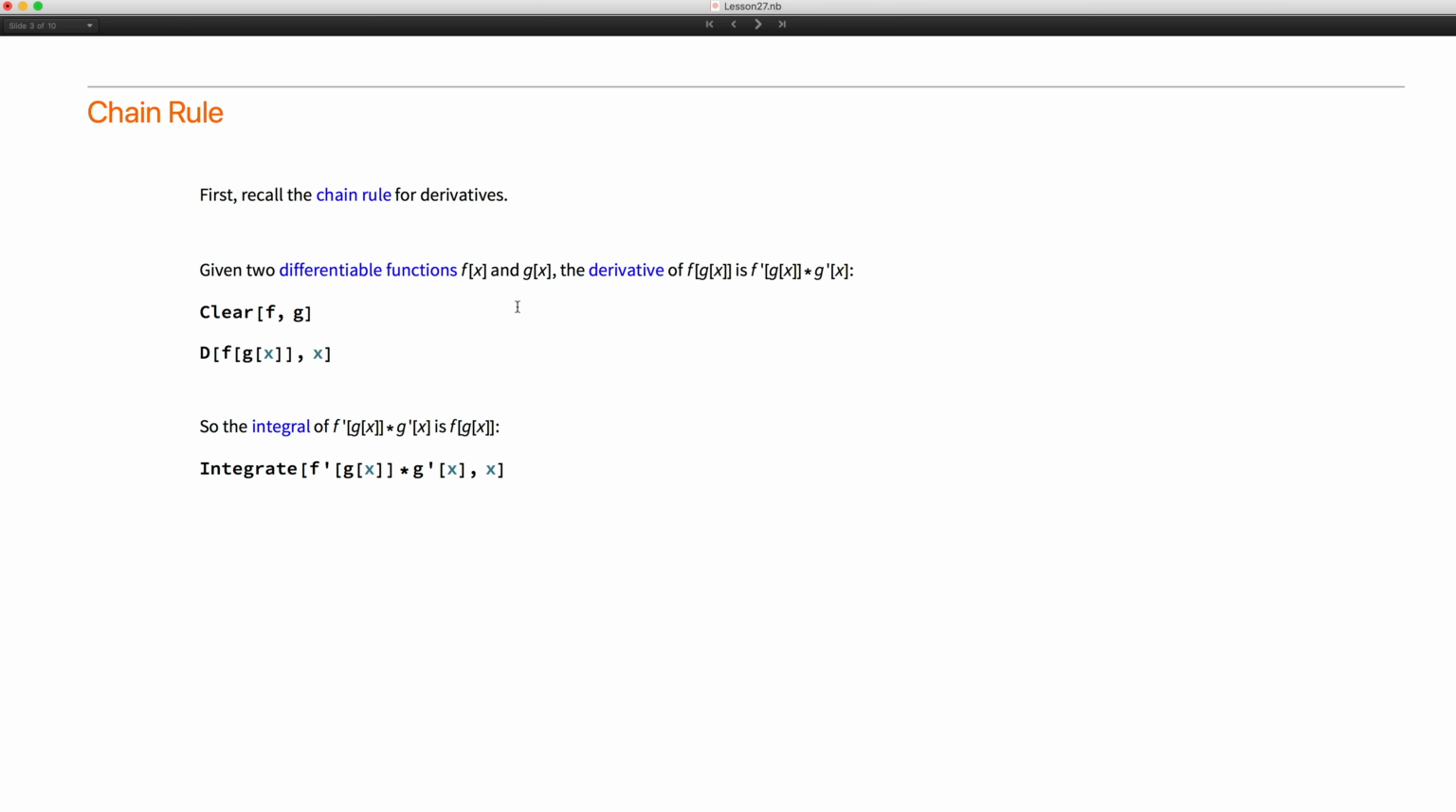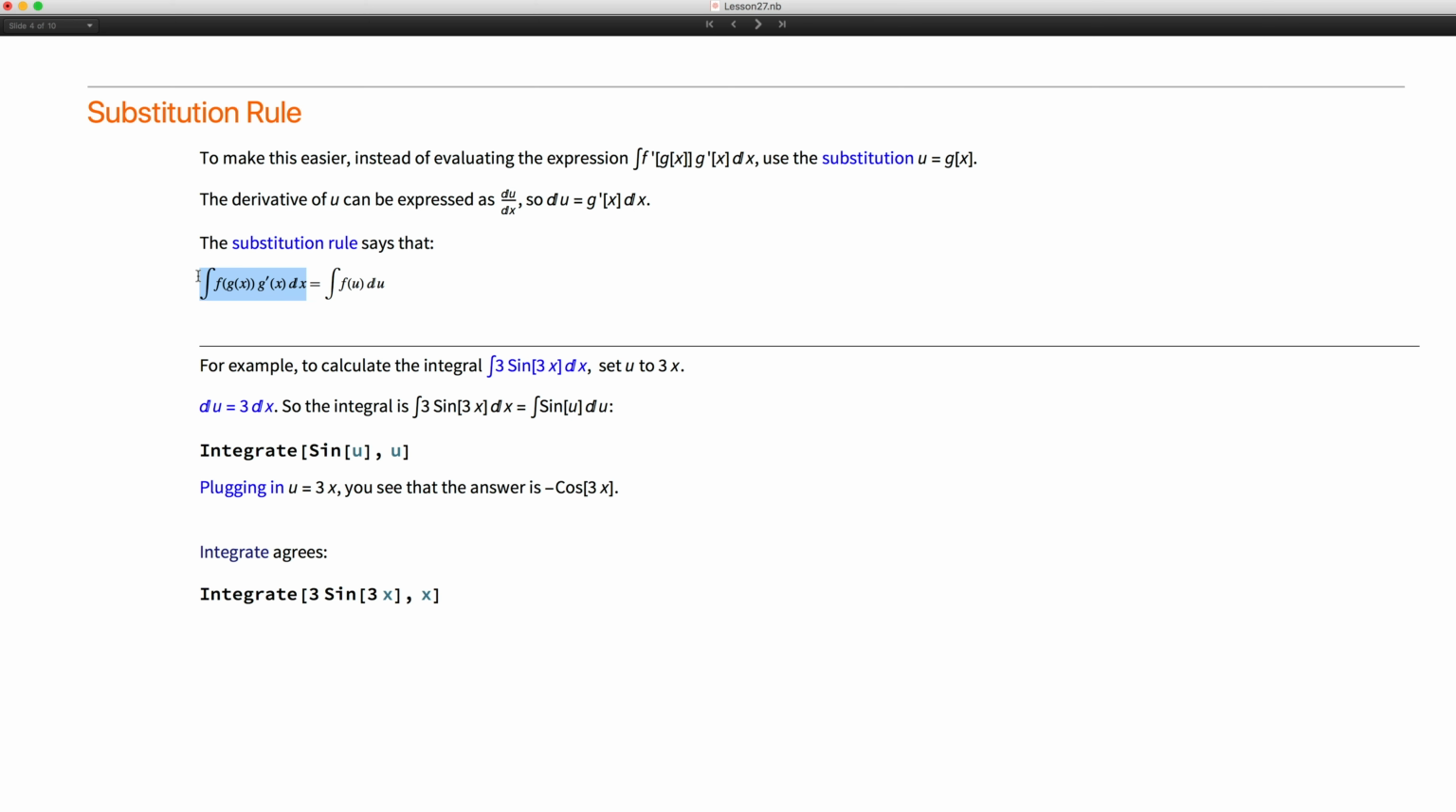Let's say you want to evaluate this integral over here. To simplify things, we set u to be g of x. So now you get f prime of u, and then you get this g prime of x dx. But if you think about it, the derivative of u is g prime x. So that says that, roughly speaking, du is g prime x dx. That's a differential statement, but it's correct. So basically what you've done is reduce this rather difficult-looking integral on the left to a rather simple-looking integral on the right. And that is the substitution rule for integrals.